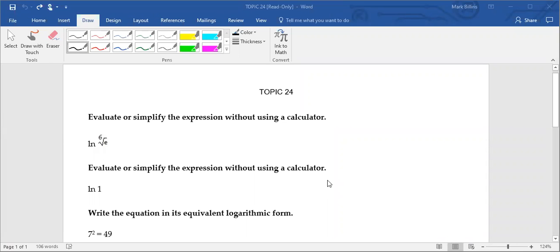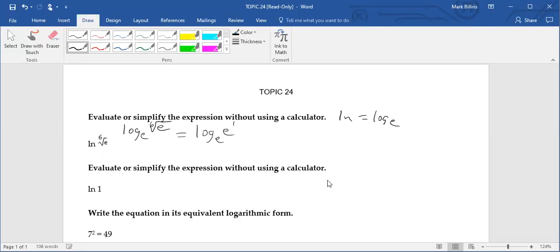So let's go ahead and look at the first example. We have the natural log of the sixth root of e. Keep in mind that the natural log is the same as log base e. So we're going to rewrite this as log base e of the sixth root of e. So we're going to change from radical form to rational exponent. So we're going to rewrite this as log base e of e raised to the 1/6 power.